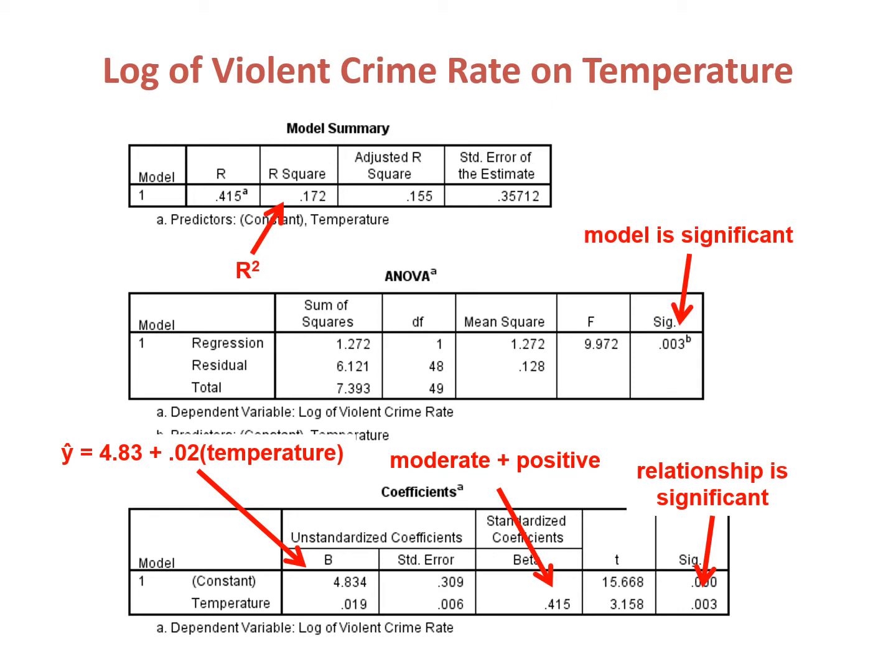The r-squared of 0.172 indicates that 17% of the variance in the model is explained. The f-value of 9.972 with 1 and 48 degrees of freedom has a p-value of 0.003, indicating that the explanatory power of the model as a whole is statistically significant.